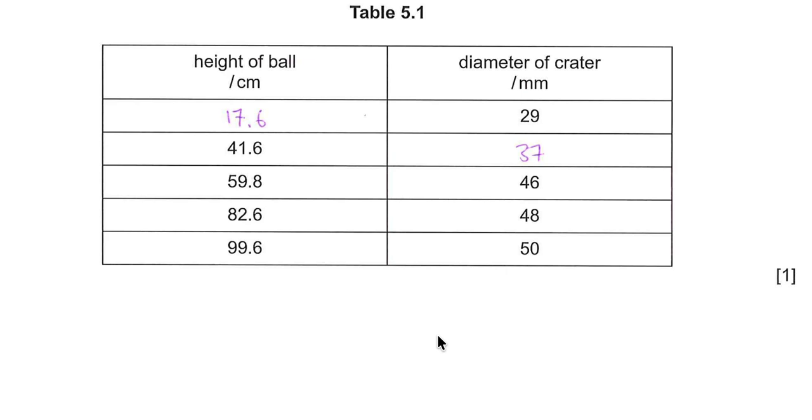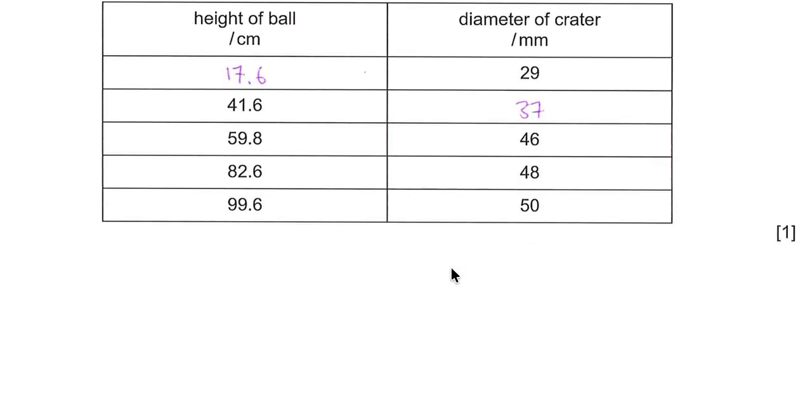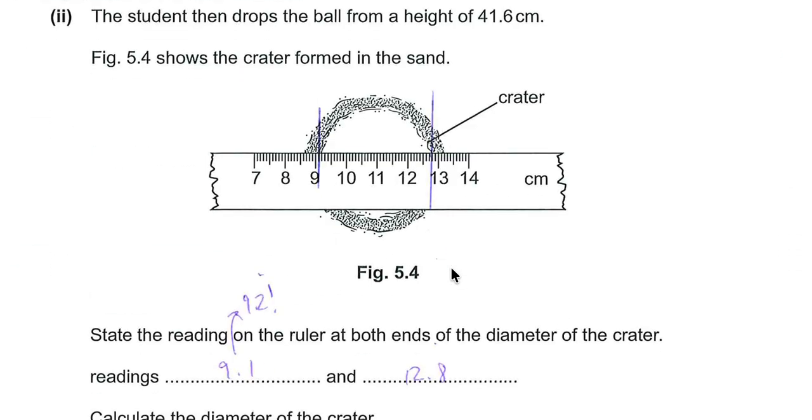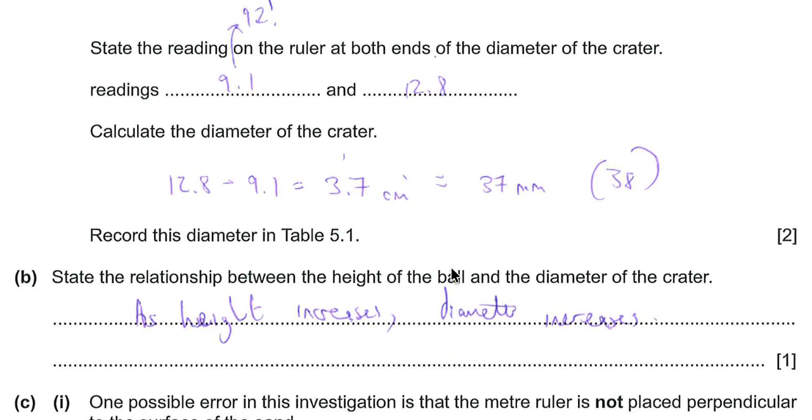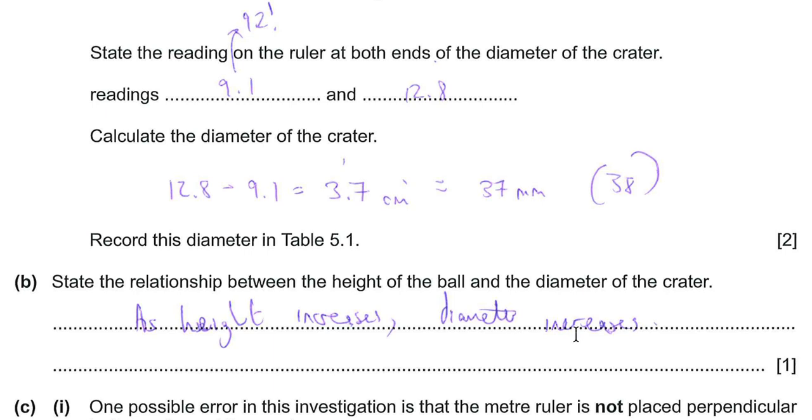A lot of students will talk about proportionality, inverse, direct, these kinds of things. All this data tells me is that the higher the height, the higher the diameter. And so that's all you have to write down. As height increases, the diameter of the crater increases. Do not try and get directly proportional in here. That could come later. They might ask you to test whether it is directly proportional, and we'll talk about that later.